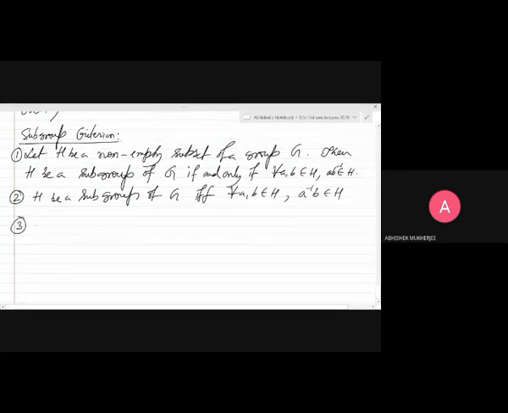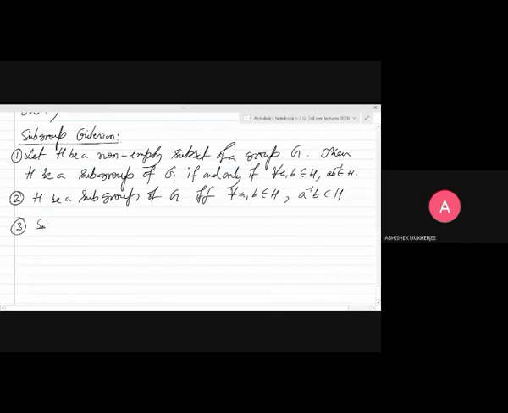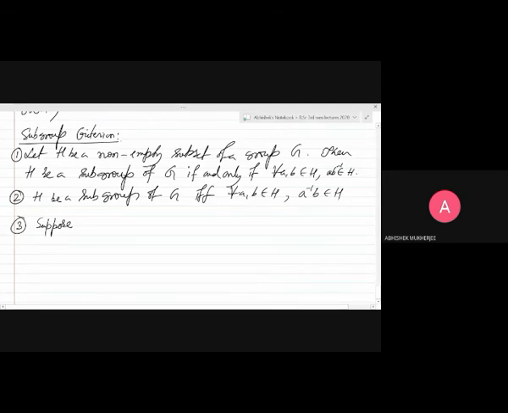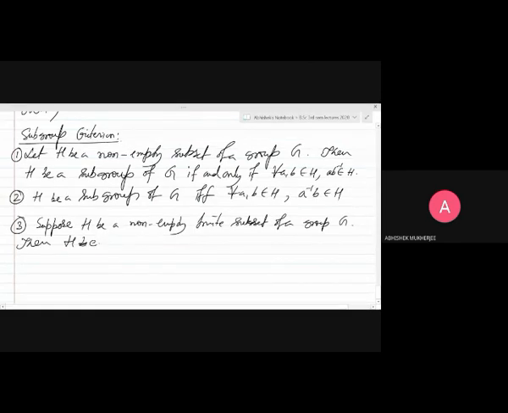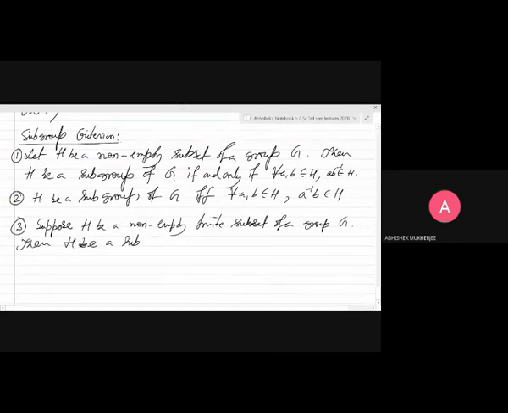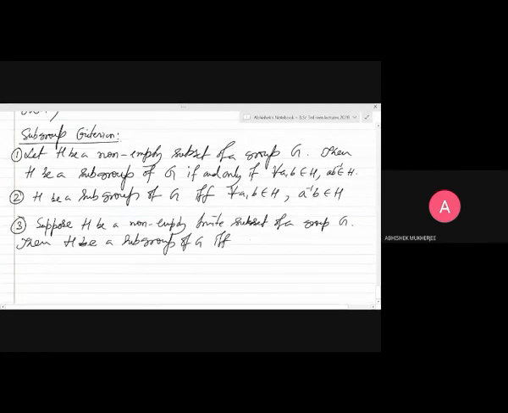And for a finite group, suppose H is a non-empty finite subset of a group G, then H is a subgroup of G if and only if for all a comma b belongs to H, ab belongs to H.